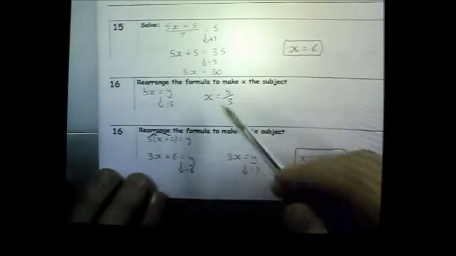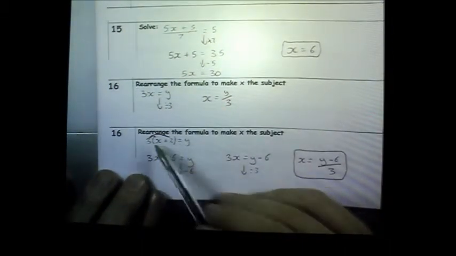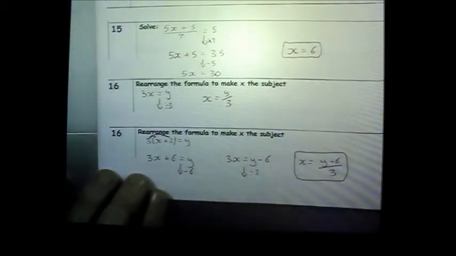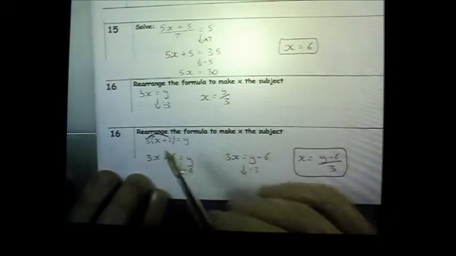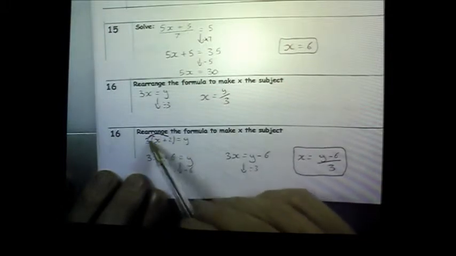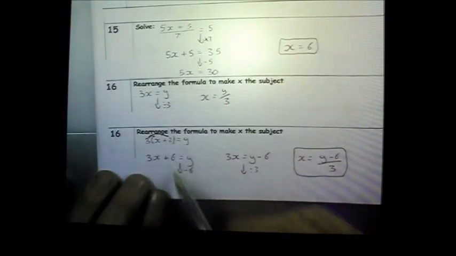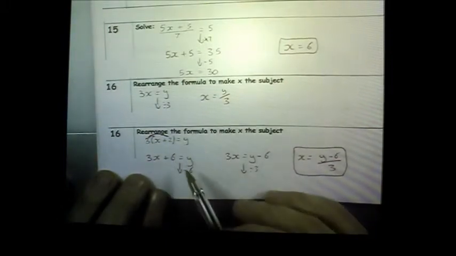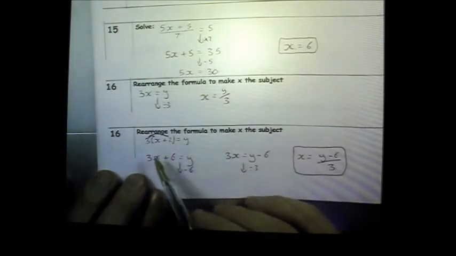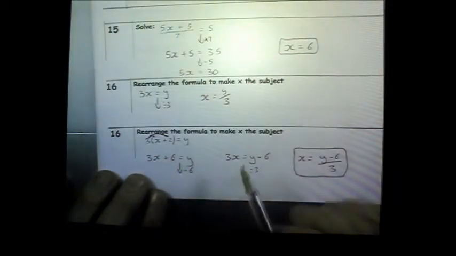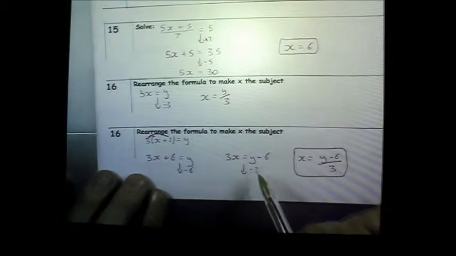Next one, rearrange the formulas to make x a subject. A little bit tricky because it's in brackets, but there's no skills that you don't know if you've made it this far. 3 times x, multiply the bracket out. 3 times x is 3x, 3 times 2 is 6, equals y. Let's get rid of this 6, because we're trying to get x on its own, so take away 6 from both sides. So 3x equals y, take away 6, there you go.